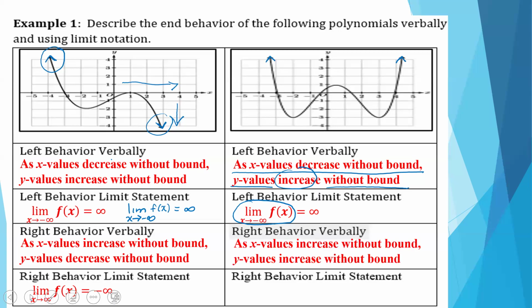Okay, so same thing here. As x values increase, that tells me it's going to the right. Y values what? You've got to decide, that's the only part you decide. And what's happening on this one? It's going up, so they are increasing. Okay, and the right-hand side for the limit statement, this always stays the same. You're going right, you just got to decide what the number is. And what's the number on this one? Positive infinity.